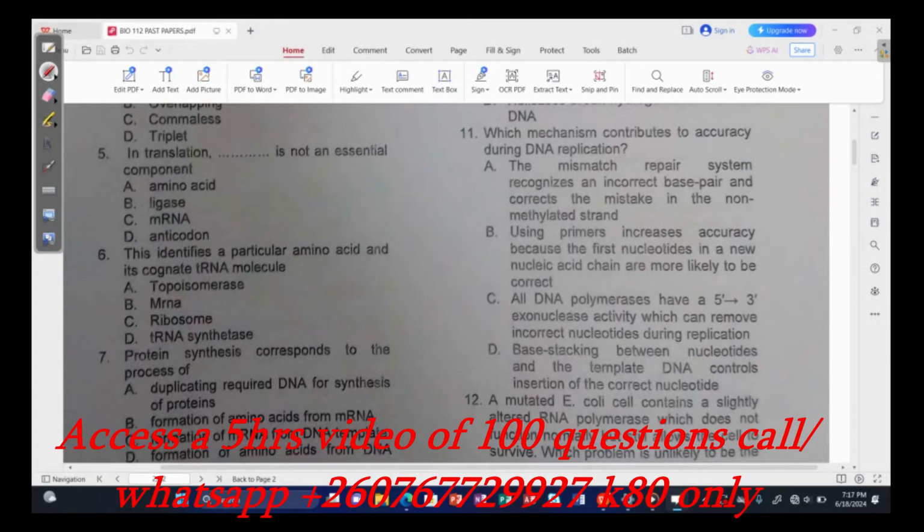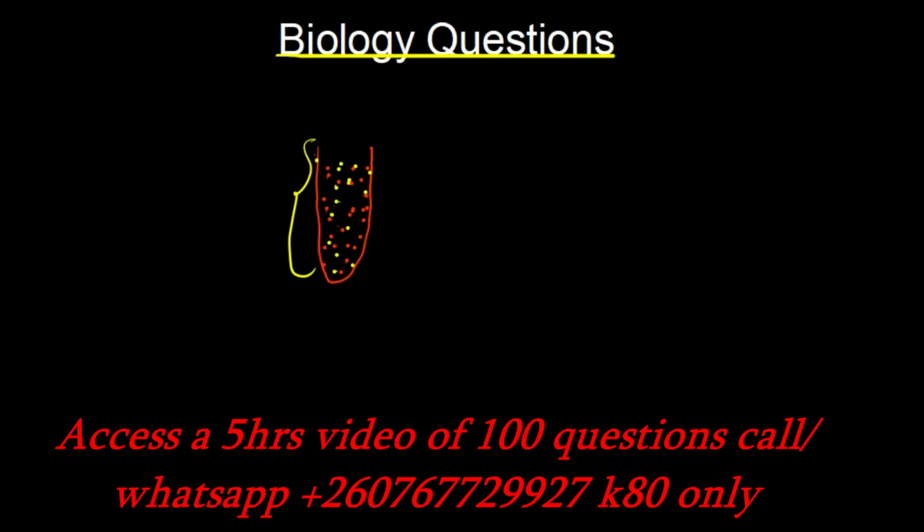Option A was saying the mismatch repair system, that is DNA replication, has the mismatch repair system which recognizes an incorrect base pair and corrects the mistake in the non-methylated strand. Okay, so that's true. During DNA replication, you are going to have an old strand. This old strand is the strand which is known as the methylated strand. Then you're also going to have a new strand. The new strand is the non-methylated strand.